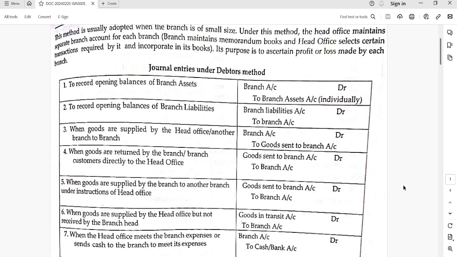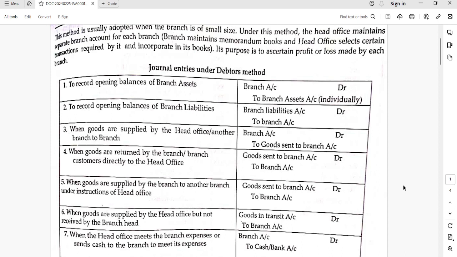Goods in transit account is debited because it's goods, it means it's stock, an asset to HO. So goods are debited and branch is credited, because the branch is going to receive the things. Branch is the business, so branch is credited. Who is going to receive? Branch. That's why branch is credited.